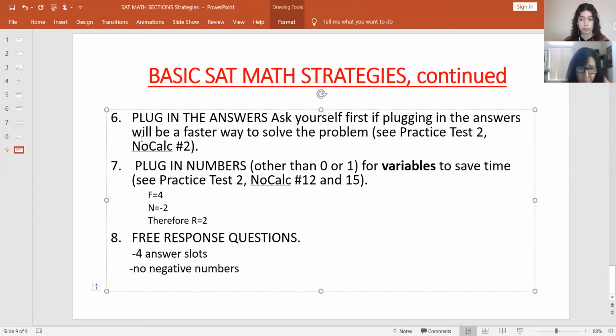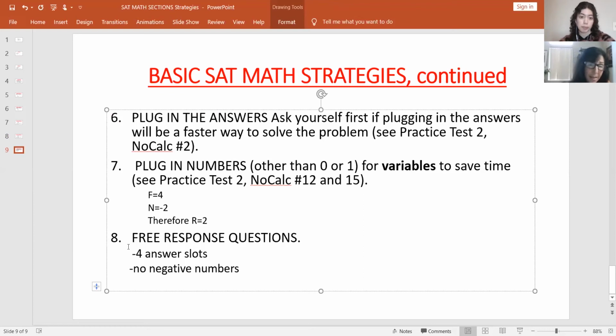Second option is similar. Plug in numbers for variables to save you time. I recommend you do not plug in 0 or 1 for variables, because when you multiply or divide by 0, you're going to get 0, so you can't really tell what it's doing. And the number 1 is the same: you multiply or divide by 1 and you can't tell what happens. But otherwise, plug in numbers into your questions, and that will save you some time.